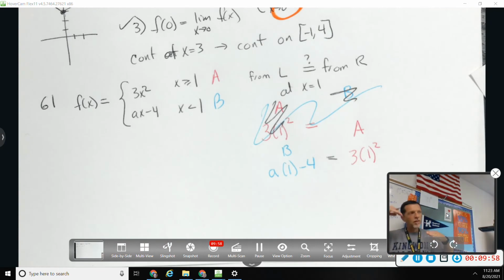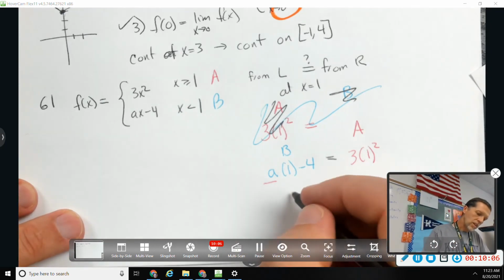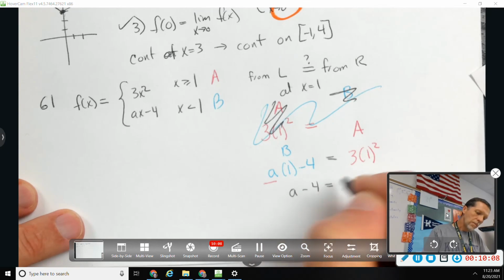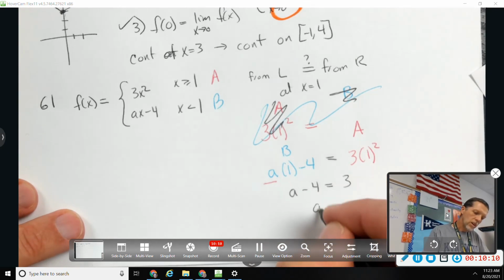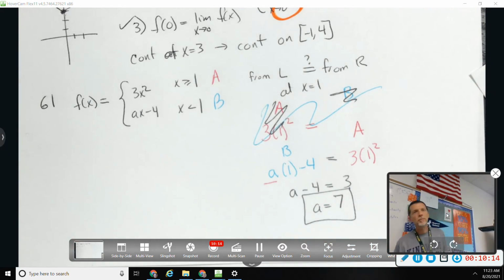And I'm trying to see if they match up. Although this one's a little bit different. This one's not see if they match up. This one is figure out what A is to make them match up. So A minus 4 equals 3. So if A is 7, that would force them to match up. So that's just basic algebra.